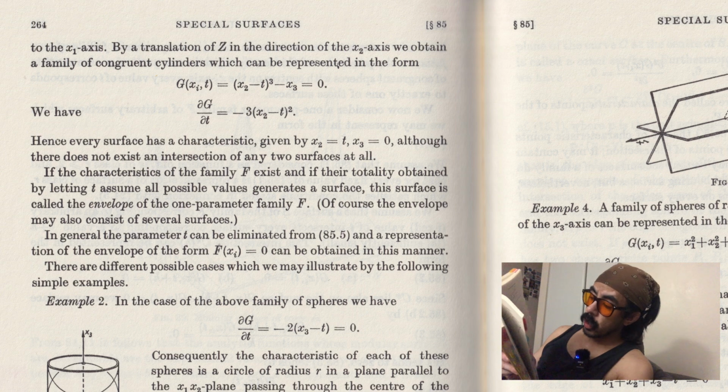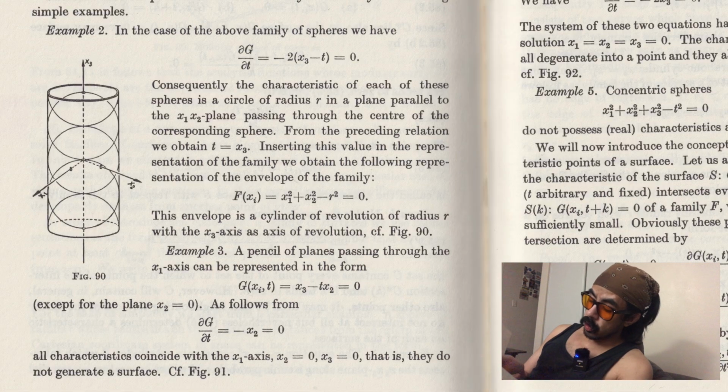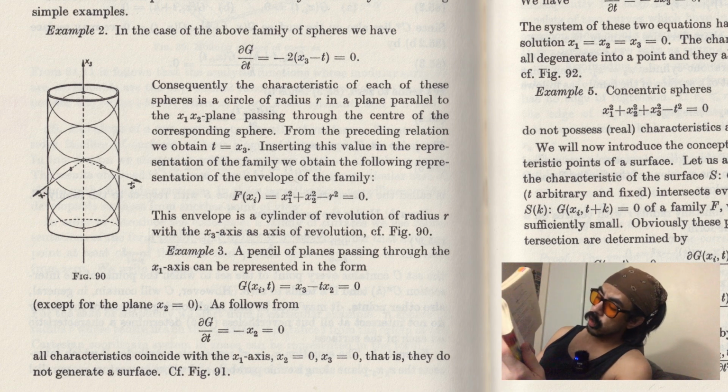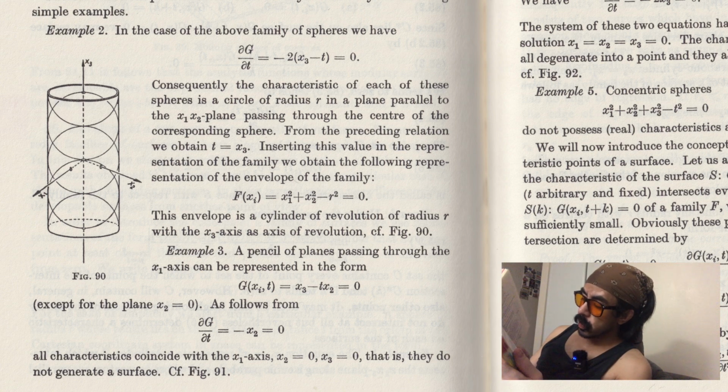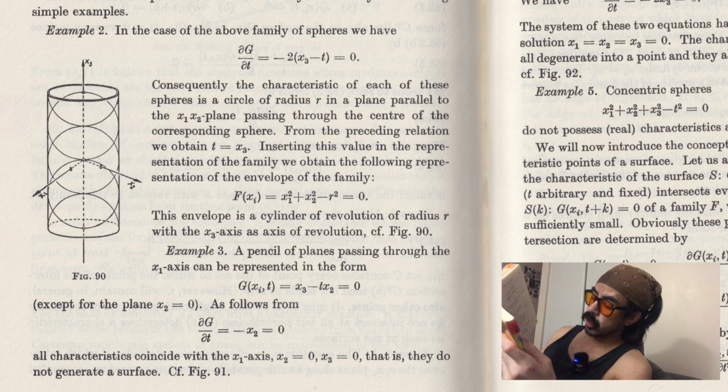There are different possible cases which we may illustrate by the following simple examples. And so now we are at another example, example 2. In the case of the above family of spheres, we have that partial g partial t is equal to negative 2 times the quantity x3 minus t closed quantity equals 0. Consequently, the characteristic of each of these spheres is a circle of radius r in a plane parallel to the x1, x2 plane passing through the center of the corresponding sphere.